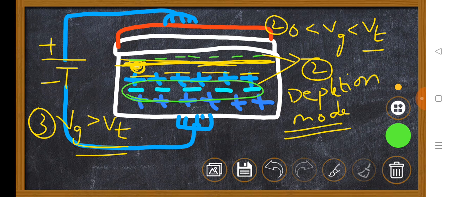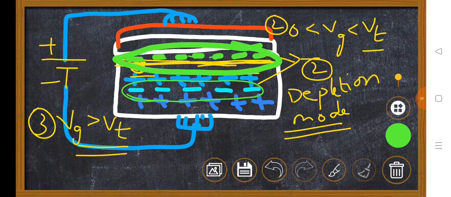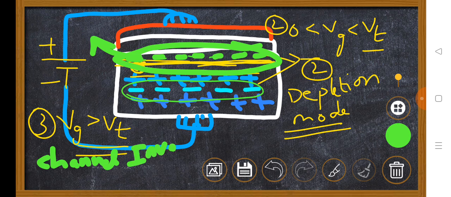Is it clear? In this manner the channel is going to be formed. I hope all of you are clear. This is our required channel. Previously, in the first condition, the holes are there. Now here there are electrons, therefore this mode is known as channel inversion mode. Channel inversion mode. I hope you are clear?